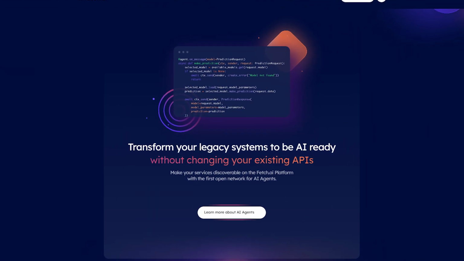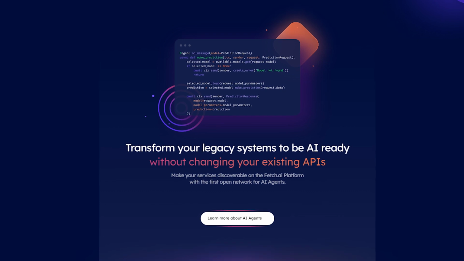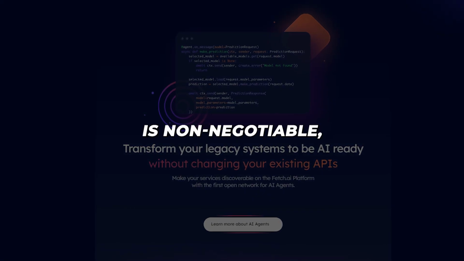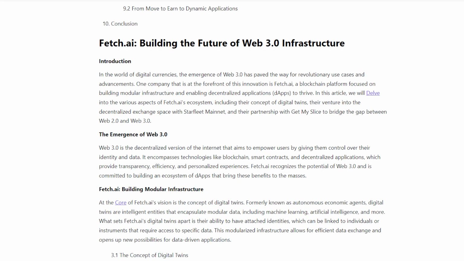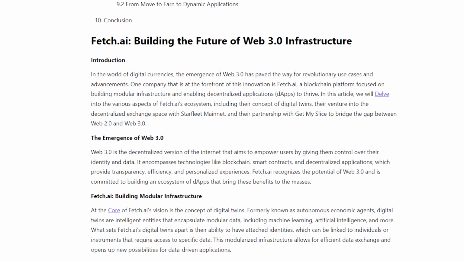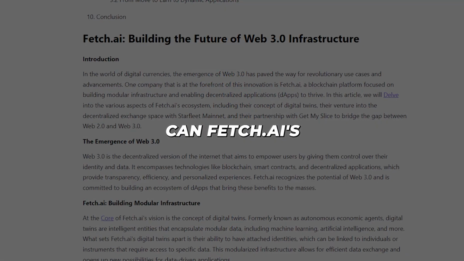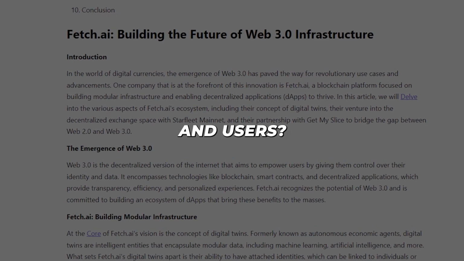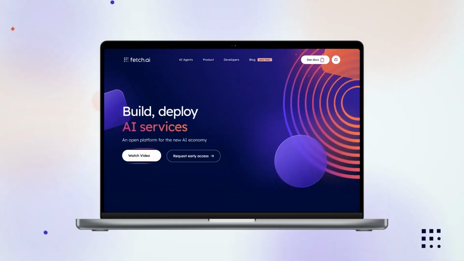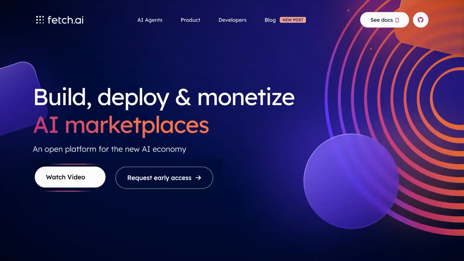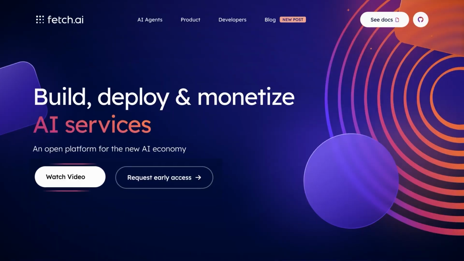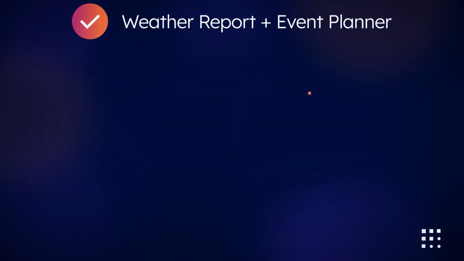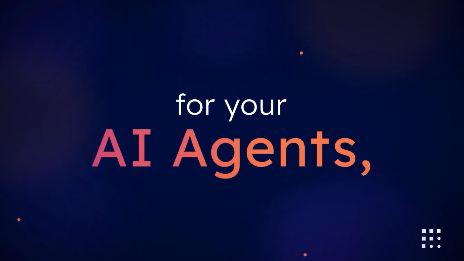But for Fetch.AI's vision of ubiquitous automation to spread, mainstream adoption is non-negotiable. With skepticism of Web3 prevalent despite its explosive growth, can Fetch.AI's vibrant community attract sufficient interest from developers and users? As we weigh Fetch.AI's tremendous potential against the obstacles ahead, one thing is clear. These pioneers of AI crypto are charging full steam ahead.